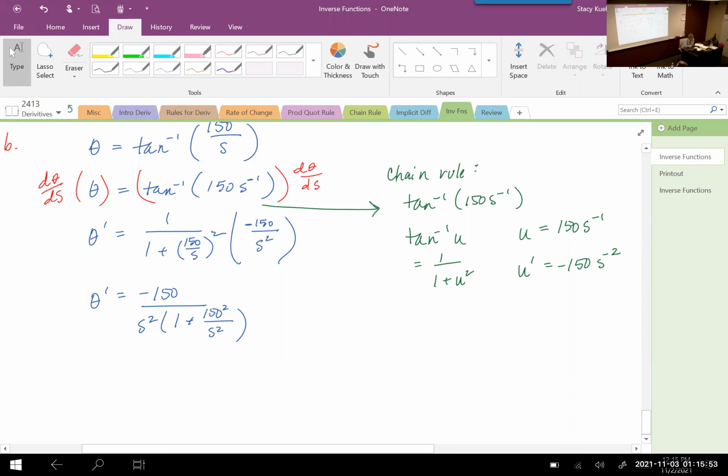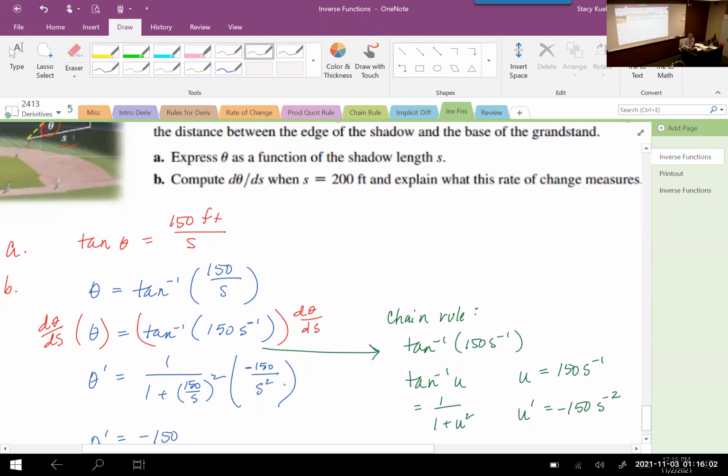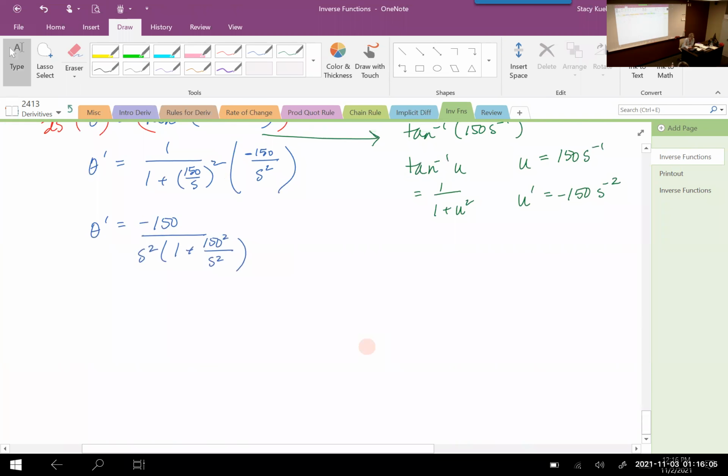And now the question says, I want to know what d theta ds is when the shadow length is 200 feet. So if I'm going to plug this in, I would have negative 150 over 200 squared times 1 plus 150 squared over 200 squared. What do you get?